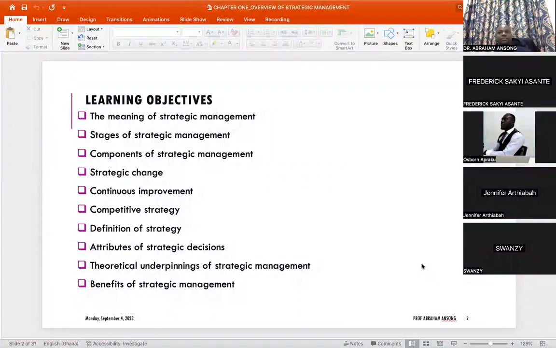So here we'll be discussing the meaning of strategic management, the stages of strategic management, components of strategic management, strategic change, continuous improvement, competitive strategy, the meaning or definition of strategy, attributes of strategic decisions, theoretical underpinnings of strategic management, and then the benefits of strategic management. Lecture 1 is very, very important, as you can see from this outline, because it will address all the major concepts that we have to know under strategic management.